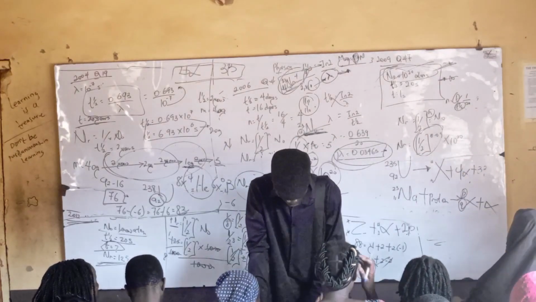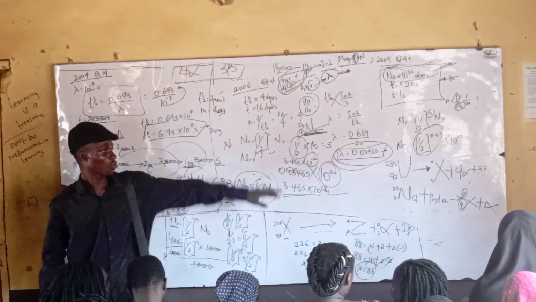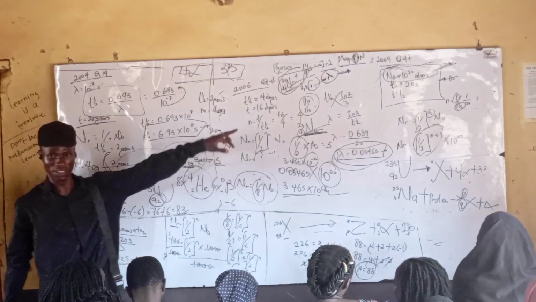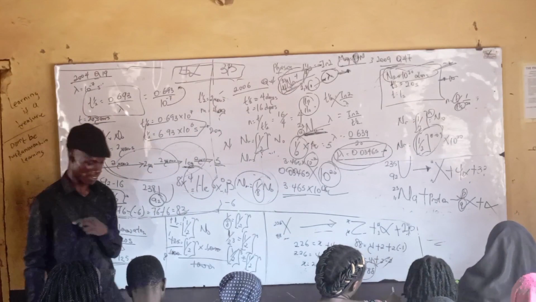Sodium plus proton gives X plus alpha. Alpha is helium now. So what's P and Q?